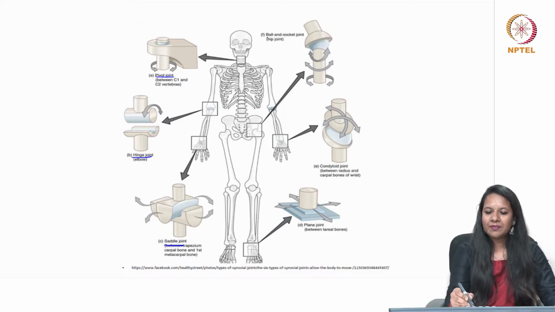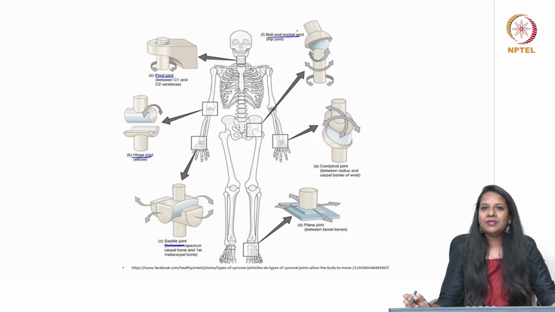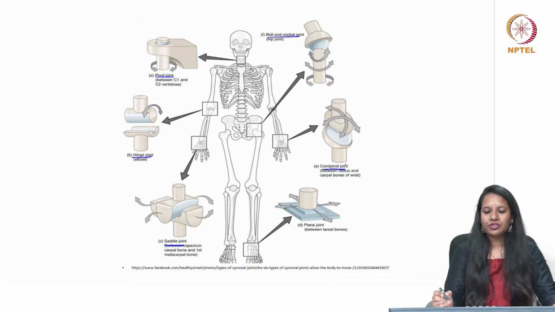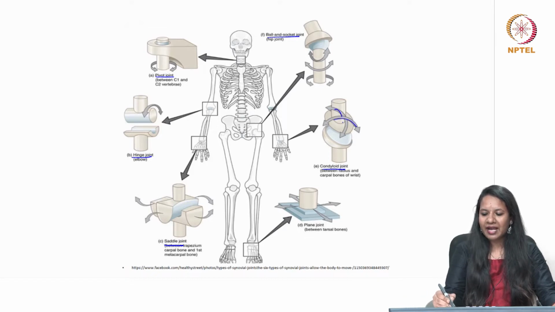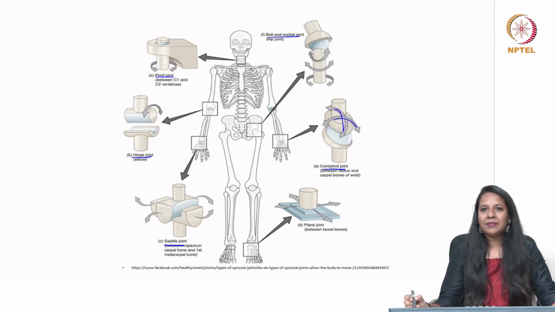The fourth one is the ball and socket. It permits all types of movement except gliding. Example, hip bone. And condylar joint, which is a modified form of ball and socket, and it permits movement in two perpendicular axes. The last one is the plane joint, which promotes gliding or sliding action, and it is present in the tarsal bone.